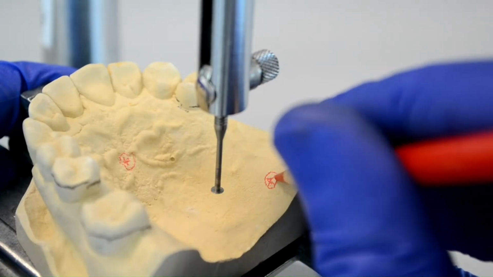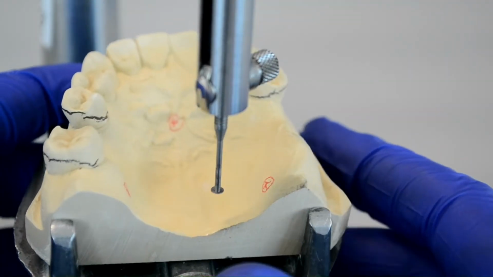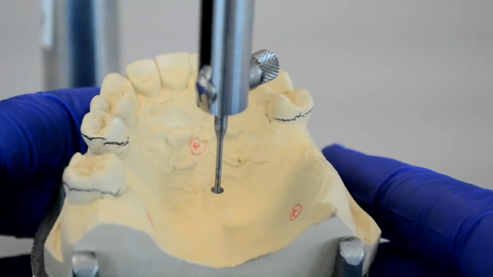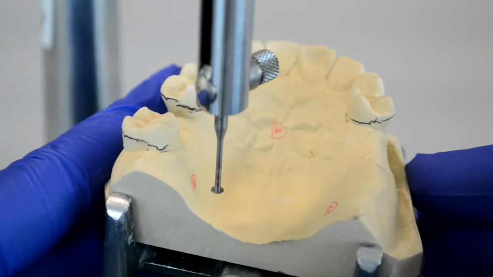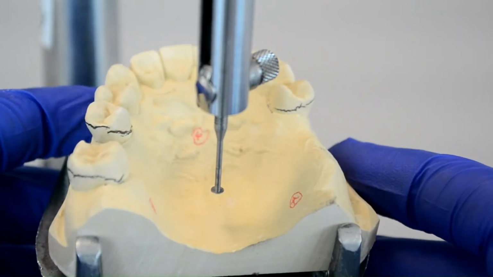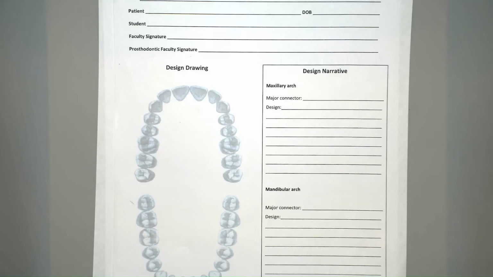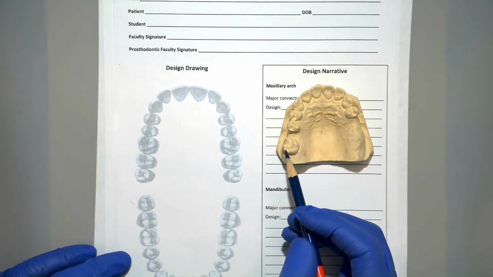A red pencil is then used to mark each area of contact with the undercut gauge on the 3 different points on the cast. And red circles are added for easier visualization. Now we're going to go ahead and draw our design on paper.